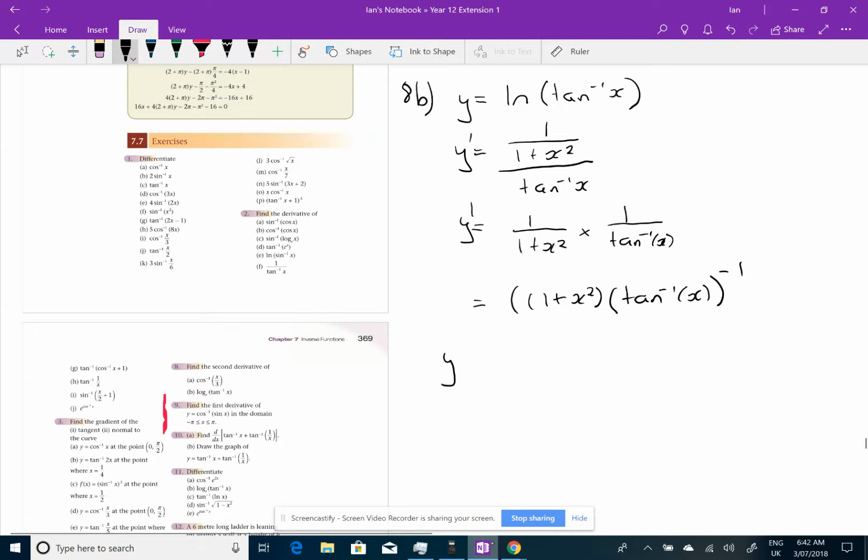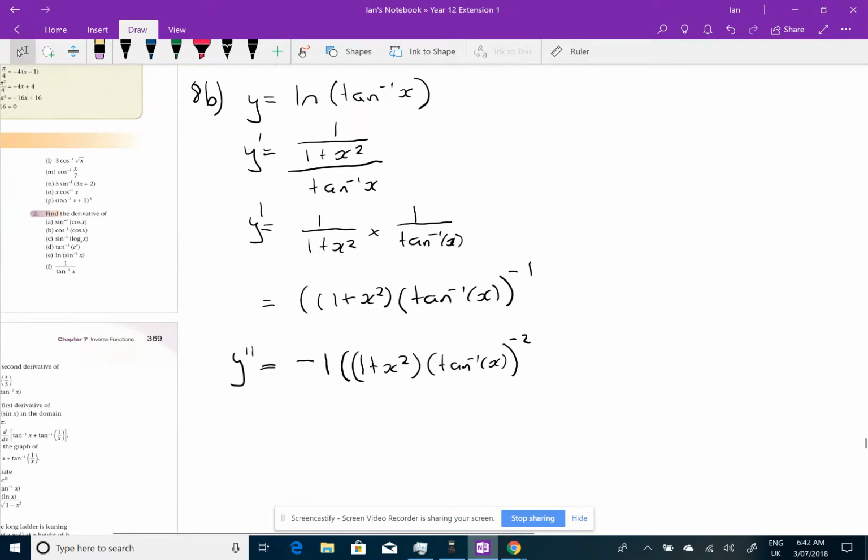So my second derivative, because I'm going to use the fat finger rule, I'll put my fat finger over what's inside the brackets, and I'm going to go minus 1 times all that, 1 plus x squared, in brackets, tan to the minus 1 x, and I take 1 away from the power. And then I multiply by the derivative of what's inside the brackets. Now the derivative of what's inside the brackets, and by the way, there's another one there, it's a product rule.